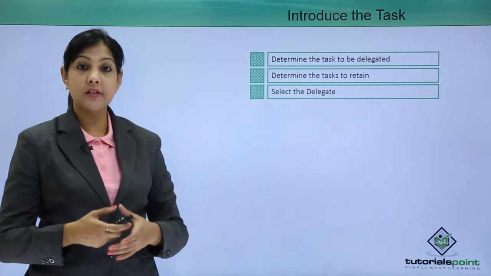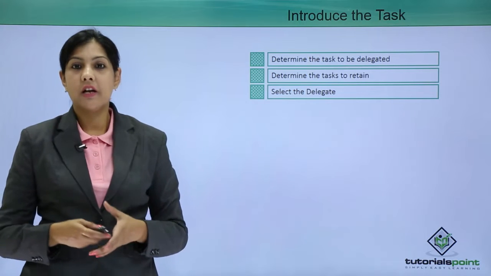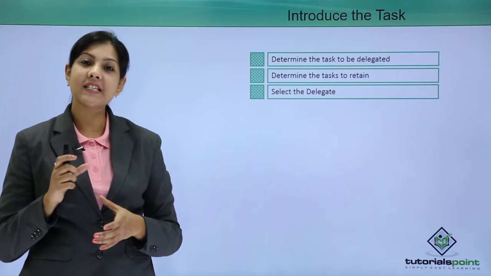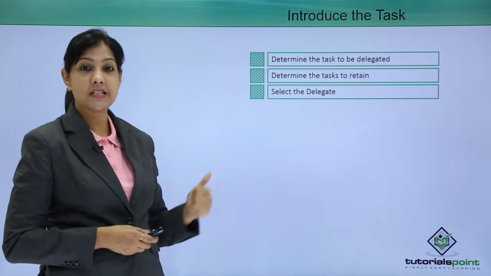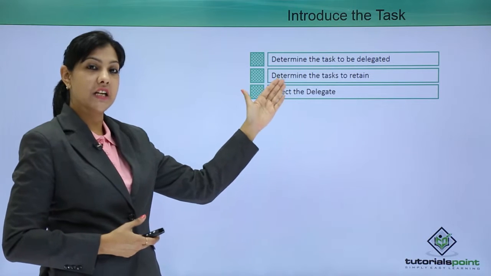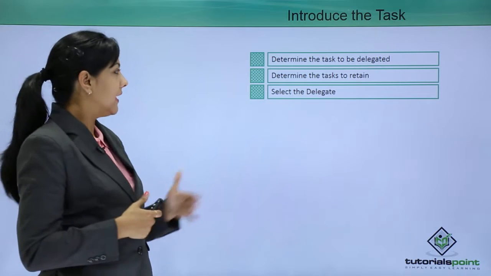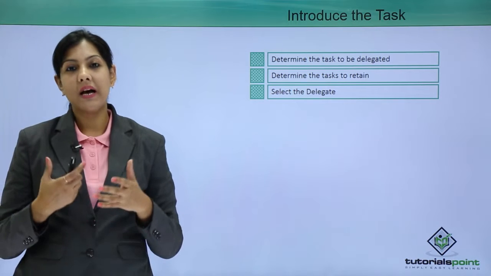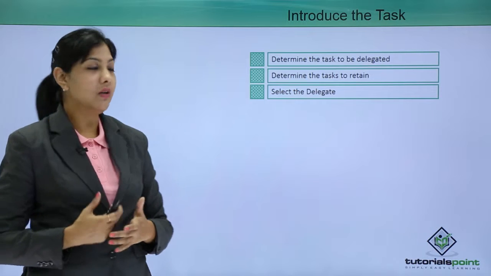Let's understand the first step of delegating, which is I, introduce the task. Firstly, it's important to understand whom you would like to introduce the task to. So identifying the right kind of person is important. So determine the task to be delegated. You need to firstly understand what task you want to delegate. Determine the task to retain, which tasks you don't want to delegate and you want to retain with yourself, and select the delegate, the person who will be the candidate to whom you will assign that particular task. So these are three important steps for introducing that particular task.